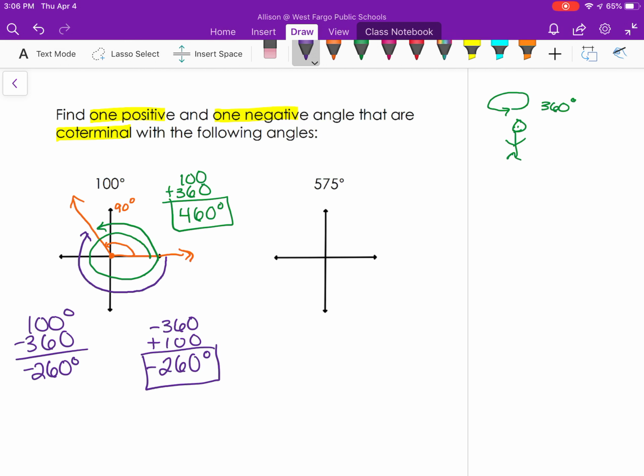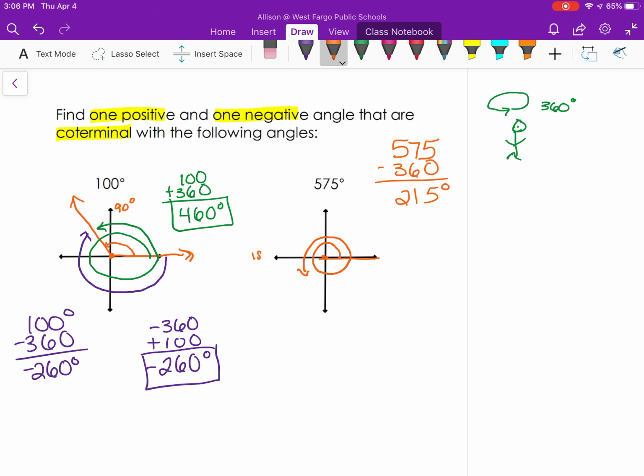If you need a positive angle, you're adding 360 to it. If you need to go negative, you need to take off the 360 to get back to where you're facing. So, 575. First, to even draw this, I know that I need to go around in the positive direction, starting at the positive x-axis, one full circle. So with 575, take off that full circle, and I'm going to be left with 215. Then I need to go another 215 degrees.